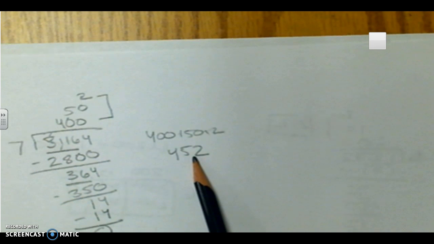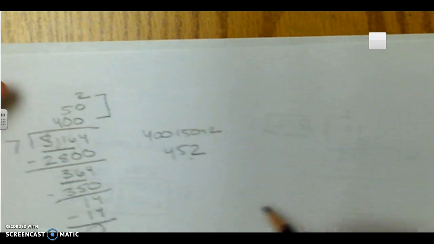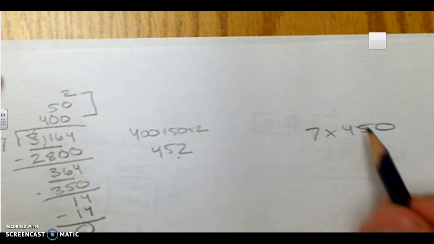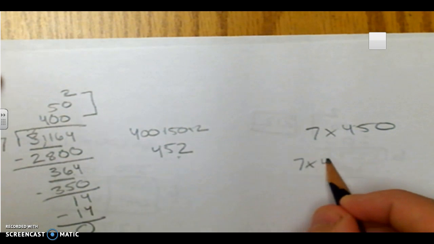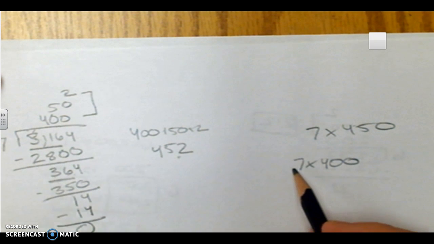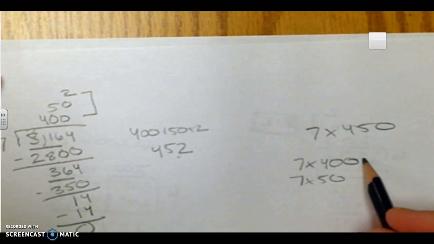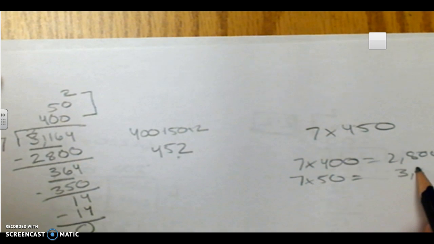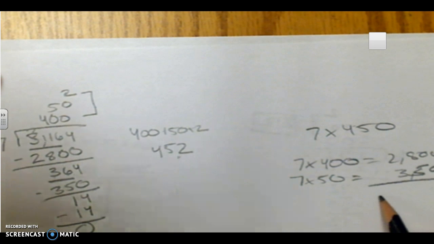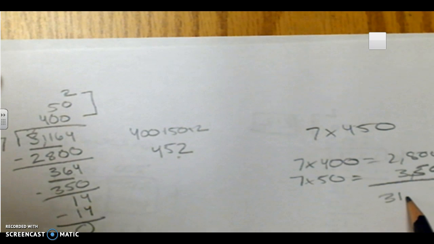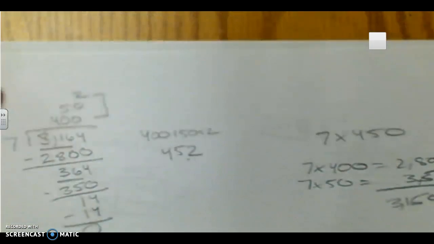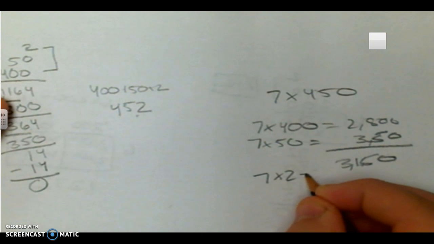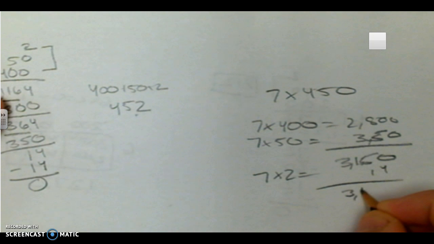Now, I'm going to use the rounding method, but I'm going to round to the nearest 10, which is 450. 7 times 450. Well, 7 times 400... I'm going to use expanded notation, 7 times 400 and 7 times 50, 2,800, 350, add them together to get 3,150, which is close to our answer. If you wanted to do the 2, it would just add 7 times 2, 14, to give you 3,164.